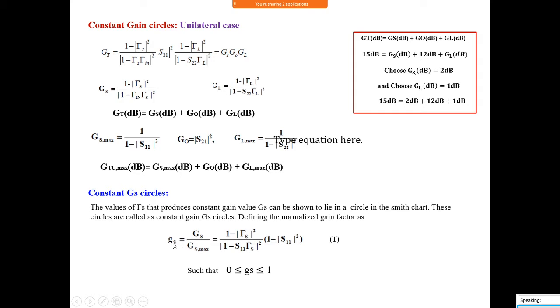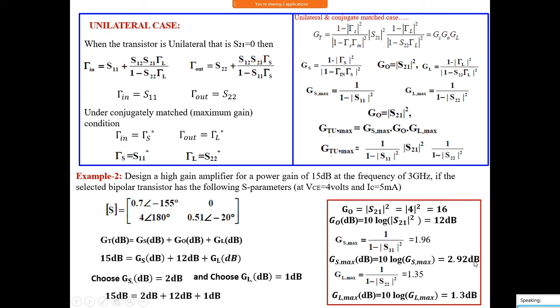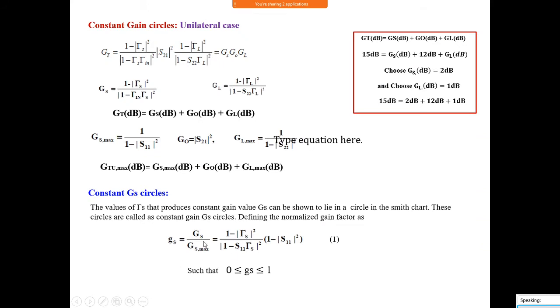So the gs value may be from 0 to 1. Sometimes in the problem, they may ask you to design for maximum gain. See, sometimes the problem may be like that: design an amplifier for maximum gain. Then what do we have to do? You should take GS equal to GS maximum itself. Whatever maximum value you are getting, 2.92, you take that as the design value and design for that value itself. Like that, we can design for the maximum also.